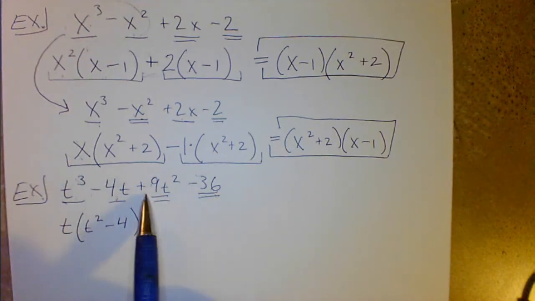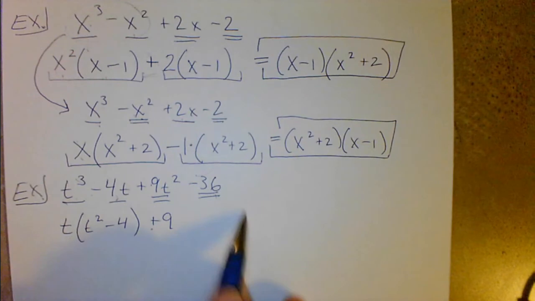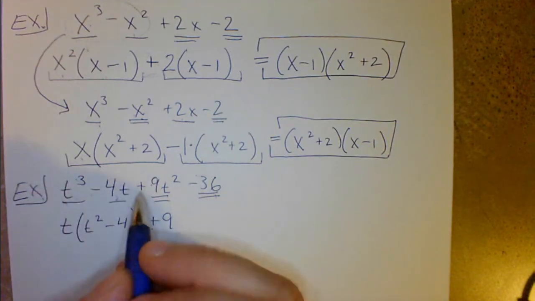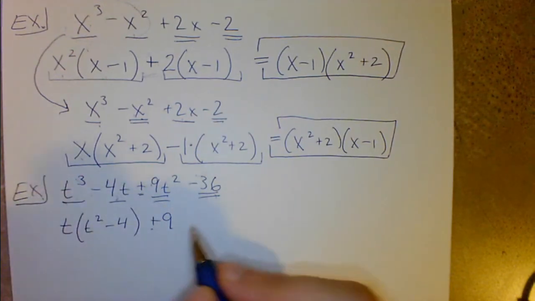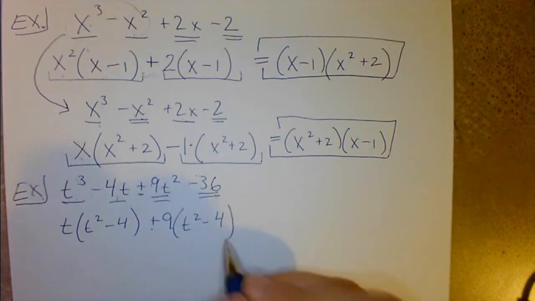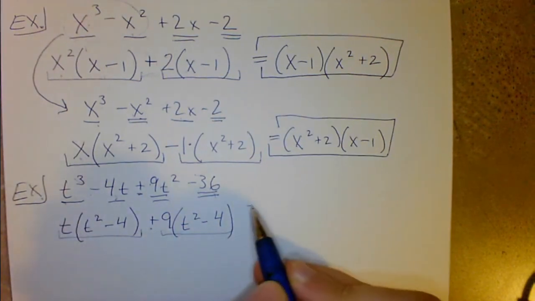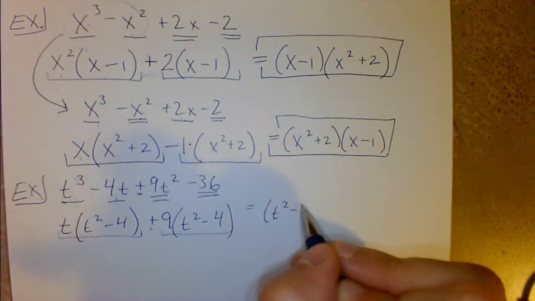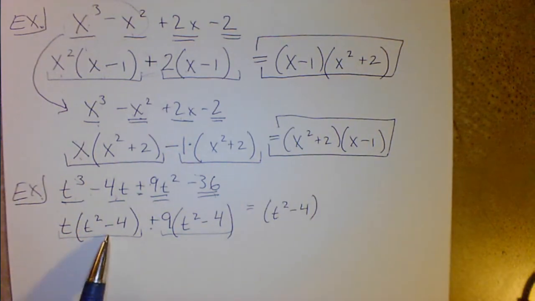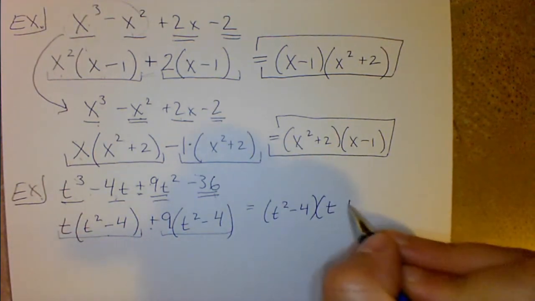What do these two have in common? They have a factor of just 9 in common. So remember, don't forget that plus right there. This is not all being multiplied together. It's still separated by this addition right here. So I pull a 9 out and I'm left with t squared minus 4. And now I have two terms that both share a common factor of t squared minus 4. So when I pull t squared minus 4 out of here, I'm left with a t. And when I factor it out here, I'm left with plus 9.